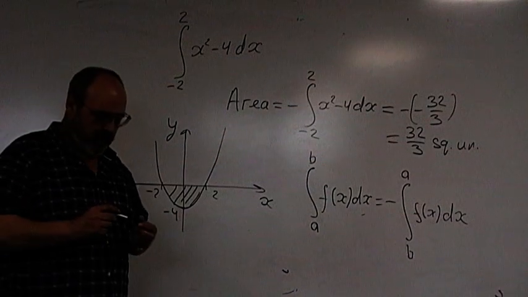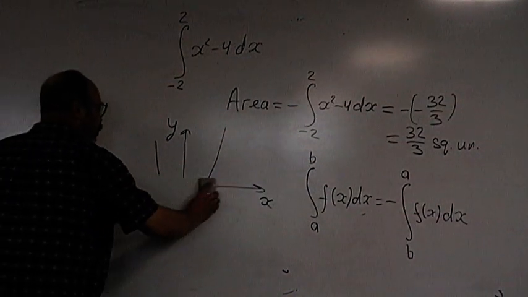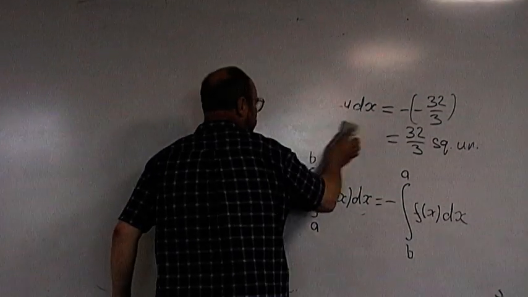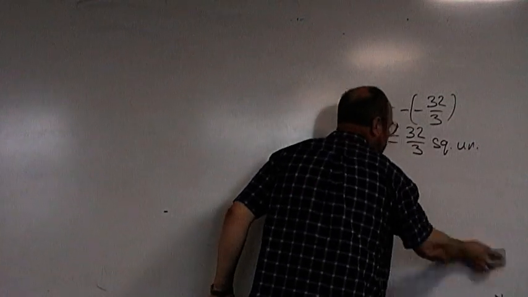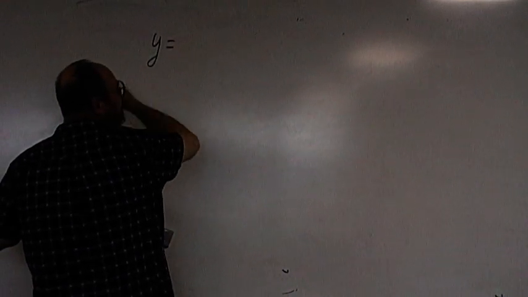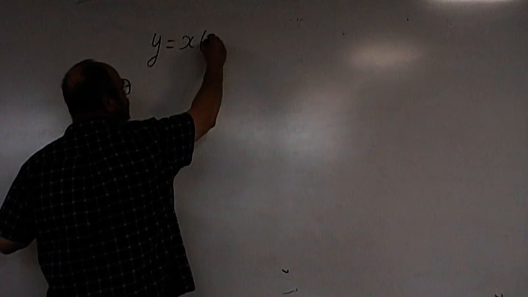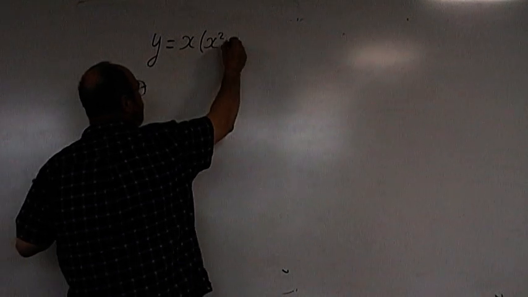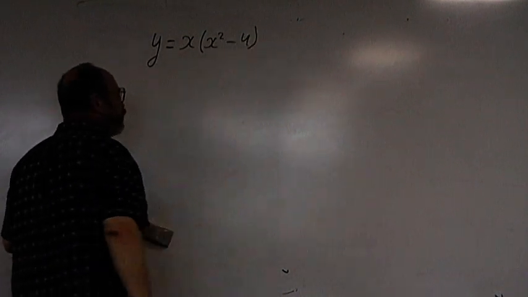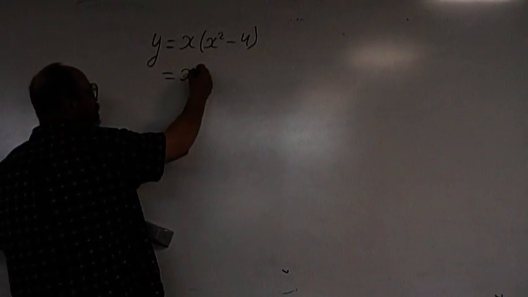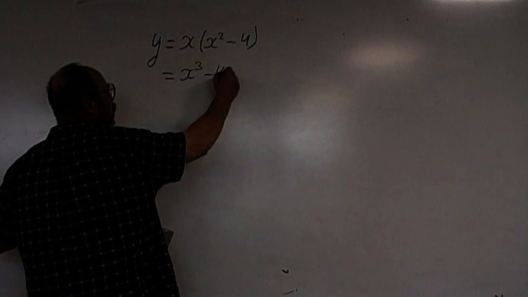Now a more complicated example, when part of the graph is below the x-axis and part of the graph is above the x-axis. So let's consider the function y equals x times x squared minus 4. It is a cubic function. If we expand the brackets, we get x cubed minus 4x.